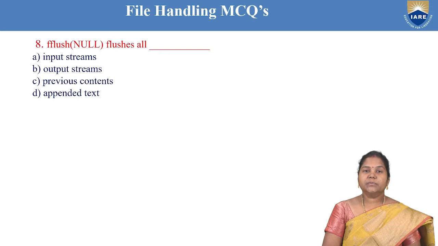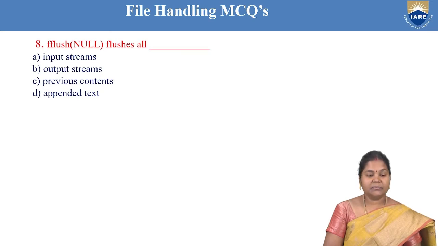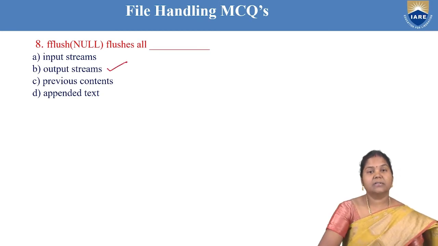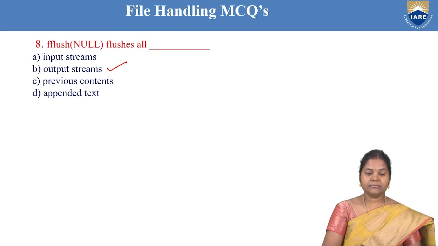Now, the next question is related to fflush. fflush is a beautiful function which is used to clear any congestion in either the input stream or the output stream. So whenever you are writing fflush of NULL, what does it flush? Whether it is flushing input stream contents or output stream or any previous contents or appended text. So the answer is that fflush of NULL will flush the output streams.